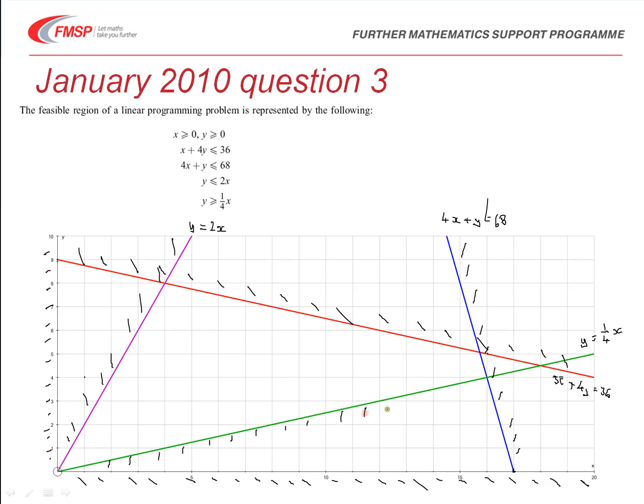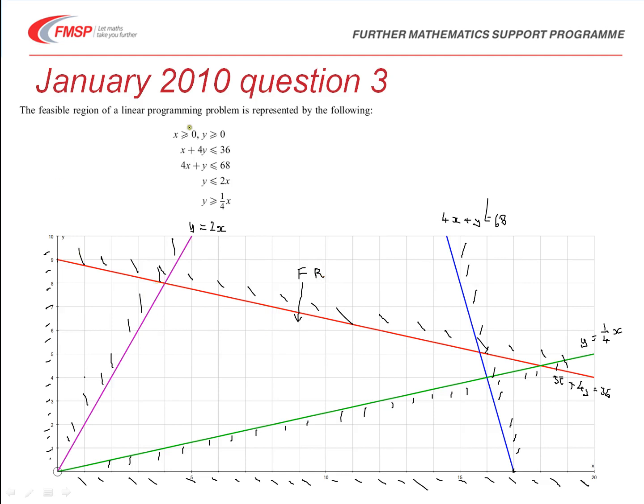Now the question asked us to indicate the feasible region. The feasible region is the part that has not been shaded, not being crossed out, so it's this piece in here. It's probably just worth putting an arrow to it and labelling it feasible region, so the examiner's clear that you know exactly what you're doing.